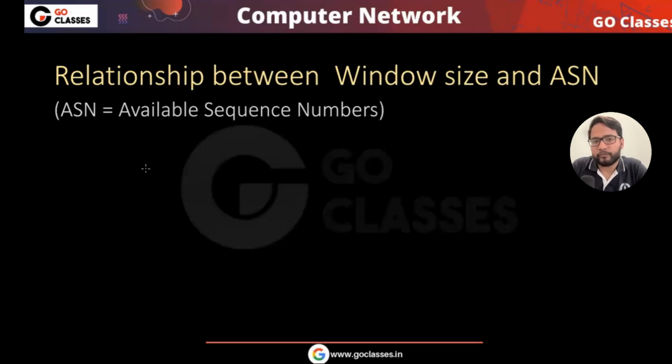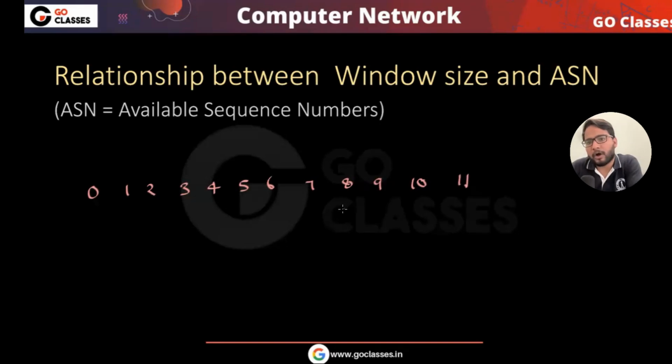Let me just first tell you. So here, let's suppose that you are having many packets to send. Can you write the packet number as 0, 1, 2, 3, 4, 5, 6, 7, 8, 9, 10, 11? Let's suppose you have 12 packets to send at the sender. You can definitely write the packet numbers like this, right? I mean, it depends on how many bits.